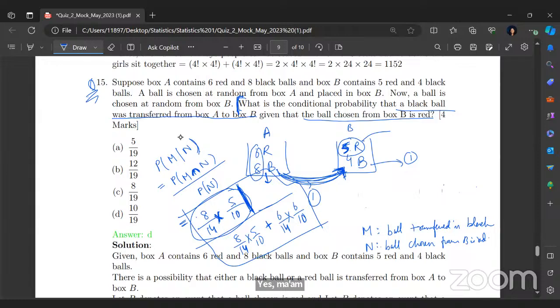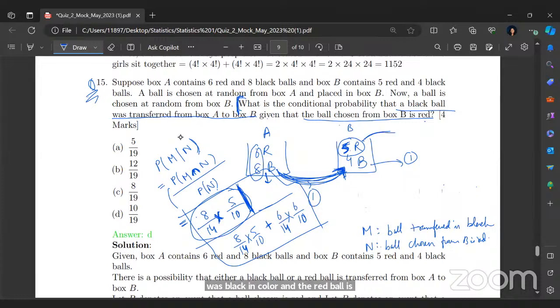So look at the question, define your event. We have defined the first event as the black ball was transferred from box A to box B, and the second event as the ball chosen from box B is red. That was our M and N, and we use the formula probability of M intersection N divided by probability of N. Now M intersection N means that the ball transferred from box A to box B was black in color, and the red ball is chosen from box B.